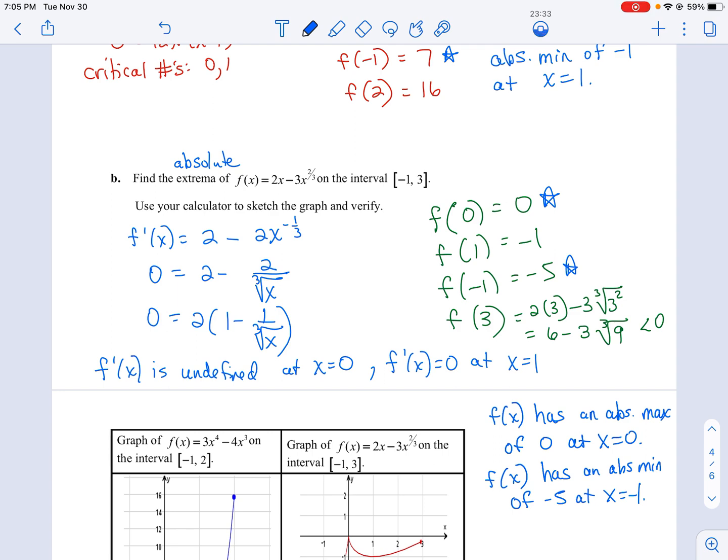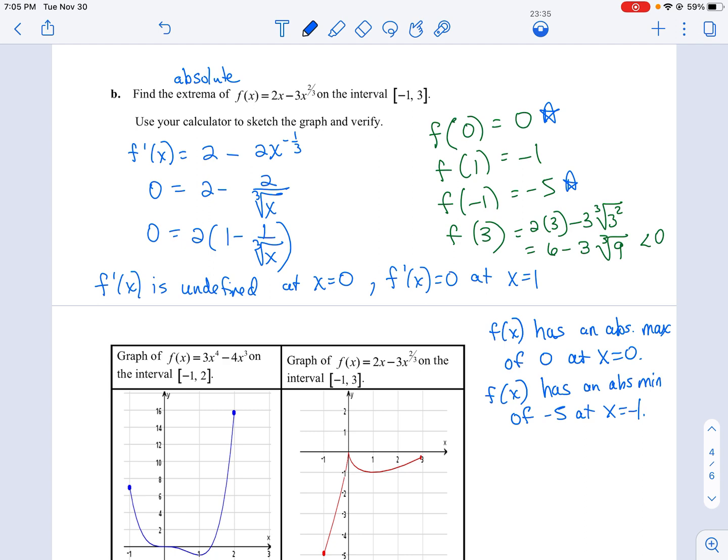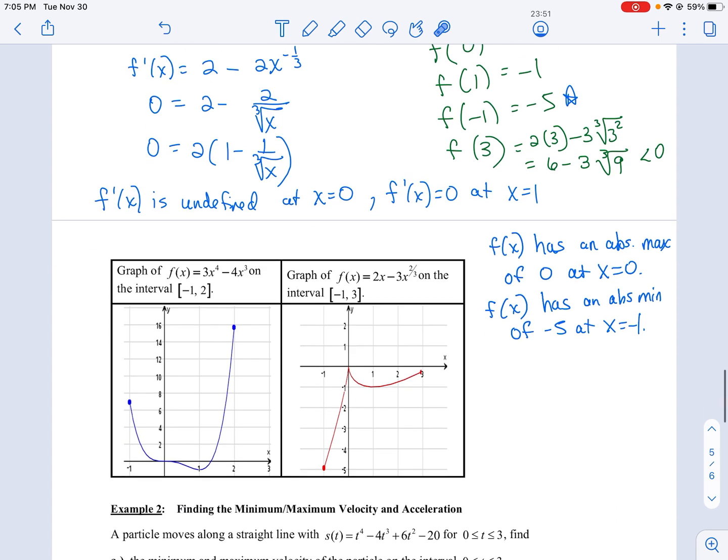Then you will see, there I did the graphs for you. So it's really, really cool, especially in letter B. Do you see this? At 0, you can see where the derivative is undefined. And then you can see the derivative is 0 at x is 1. All right, let's finish this up then.